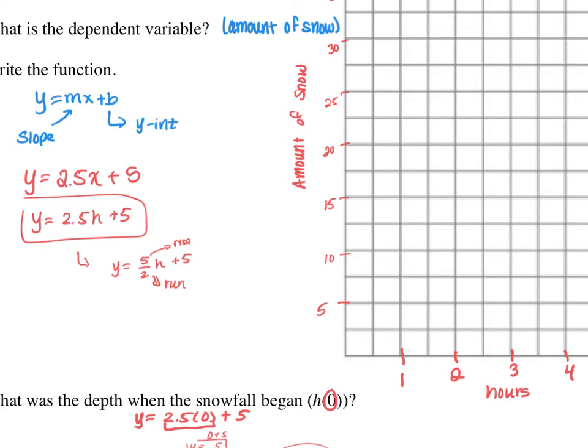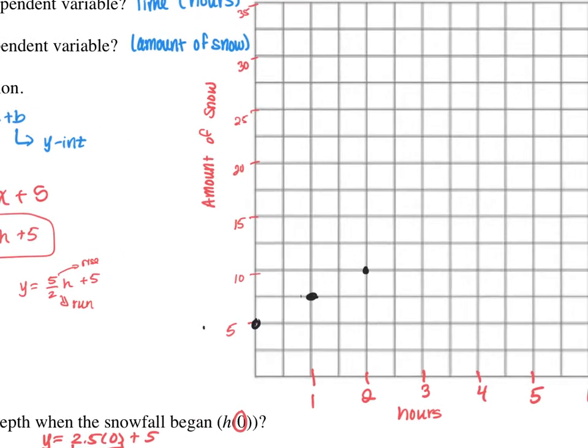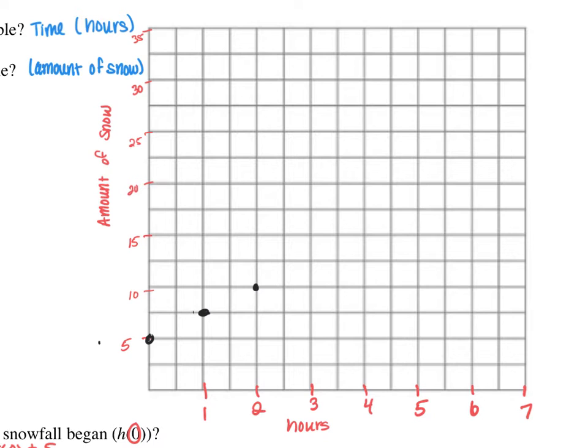up 2.5 over 1. So I know at x equals 0, my point is going to be 5, because that's our y-intercept. Now what I'm going to do is go up 2.5, up 2.5 over 1. That's a new point. I'm going to go up another 2.5, and over 1. I'm going to go up another 2.5 and over 1.